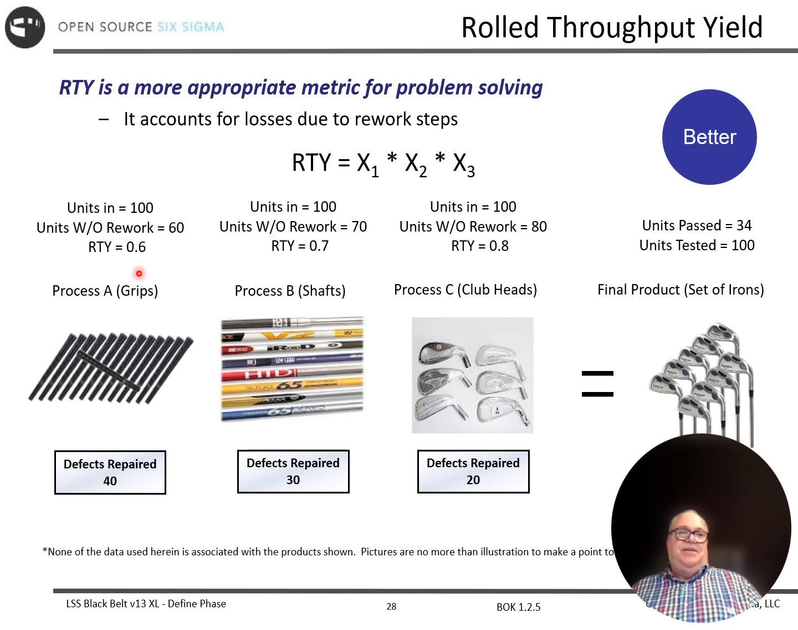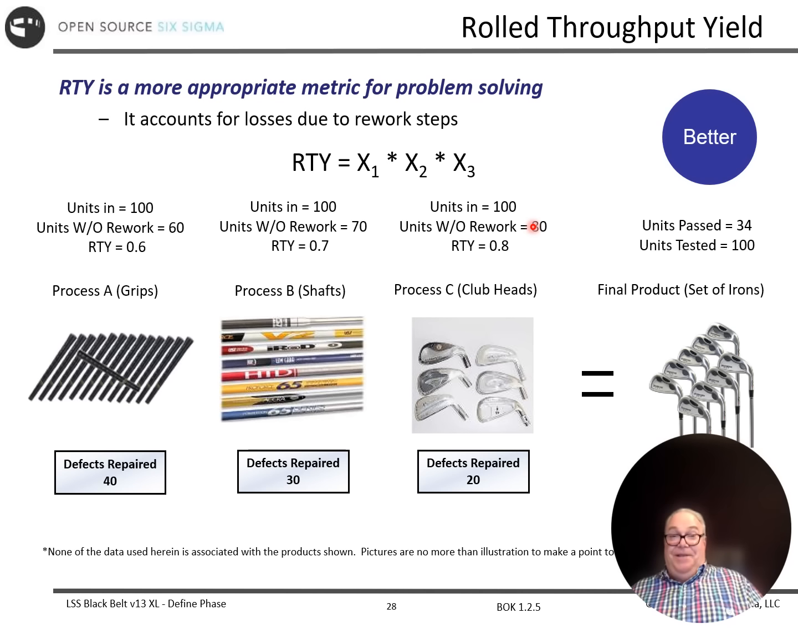So I have a 60% yield here at preparing my grips. I have a 70% chance of having defect-free shafts, and I have an 80% chance of having defect-free heads. Well, the chance that the club that was produced never got touched with a rework cycle is what we call rolled throughput yield. So I'm going to measure the 60% times the 70% times the 80%, which turns out to be 34%.